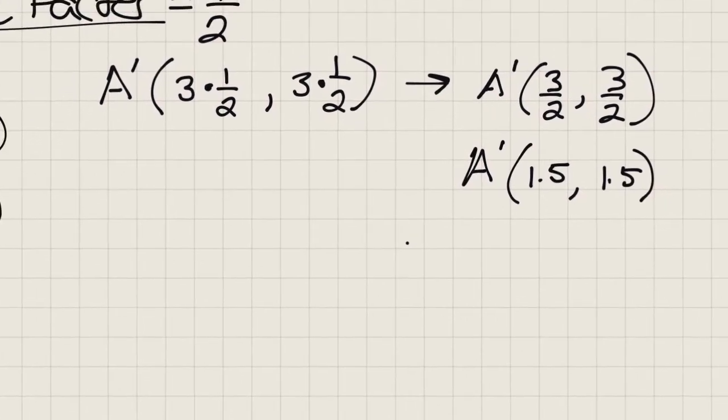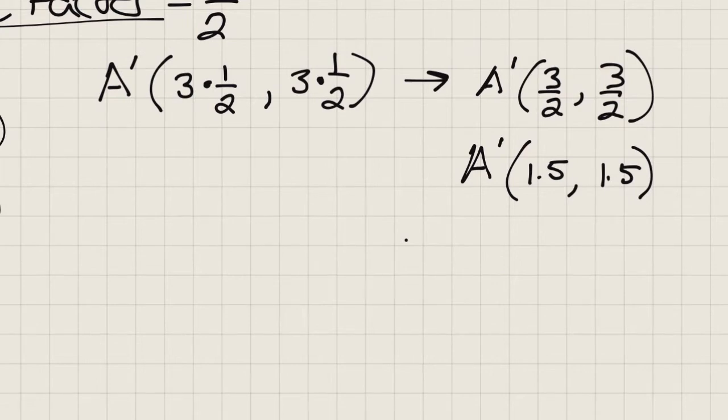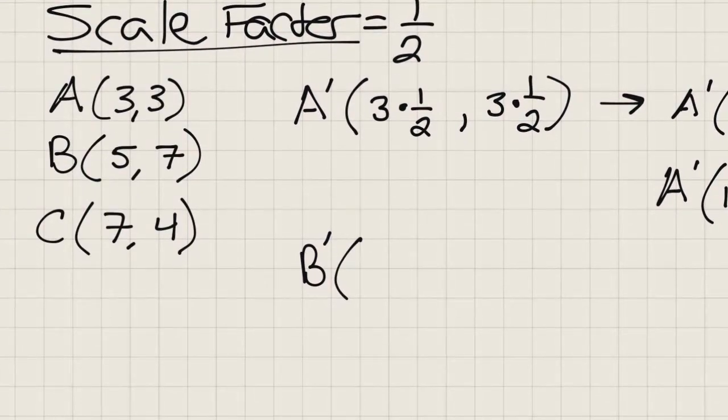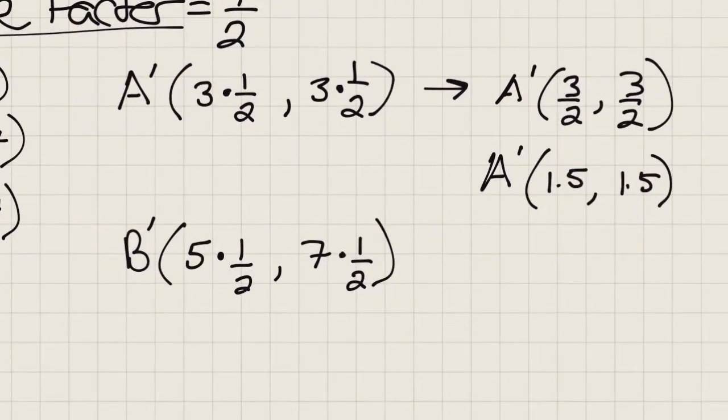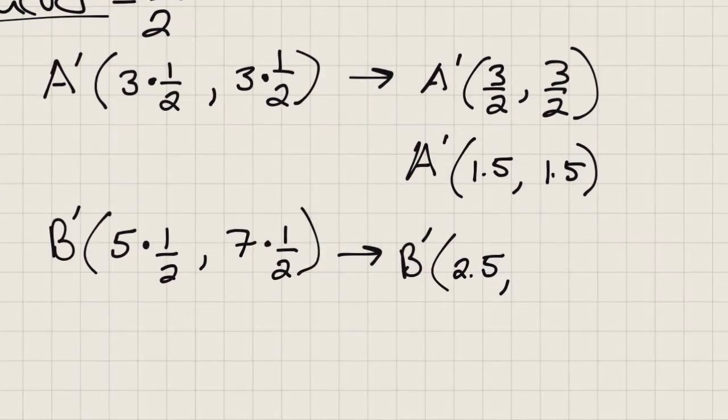Okay. Now for B, what we're going to do is we're going to go ahead and put B prime. And B is 5, 7. So we're going to do the same thing. We're going to take 5 and multiply it by 1/2, comma, take 7, multiply it by 1/2. And if we want to convert those right into decimals, that might be best. So B prime is equal to, what's half of 5? 2.5, and half of 7 is 3.5.